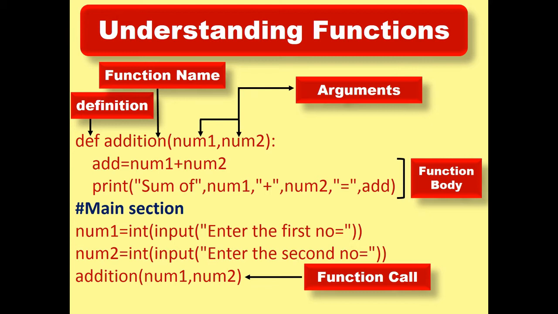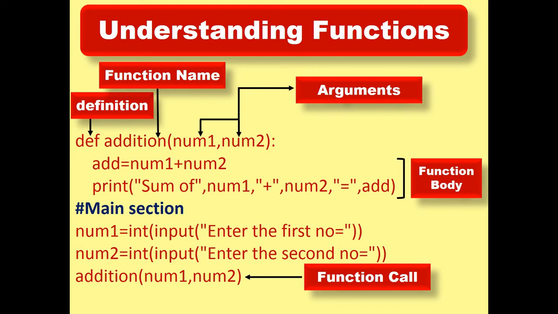After that, in this function, again add, and we add two variables, that is num1 and num2, and print the statement. These two lines are considered the function body. Now we begin with the main section in which we ask the user to enter two numbers, and here addition within brackets num1 comma num2 says that this is a function call.